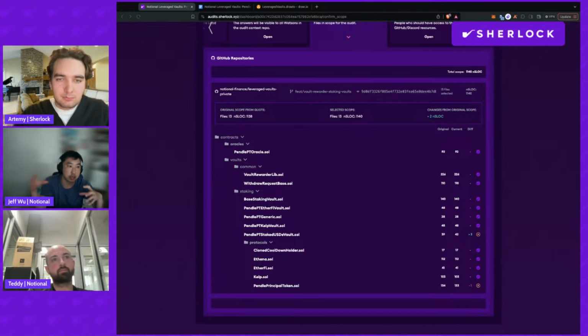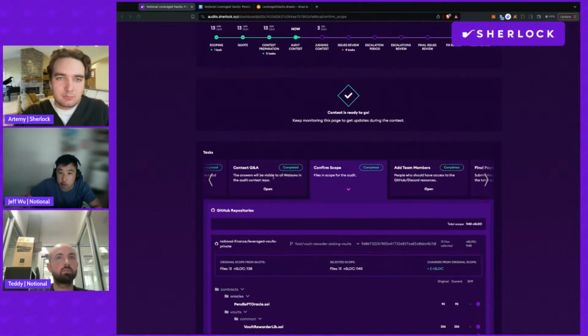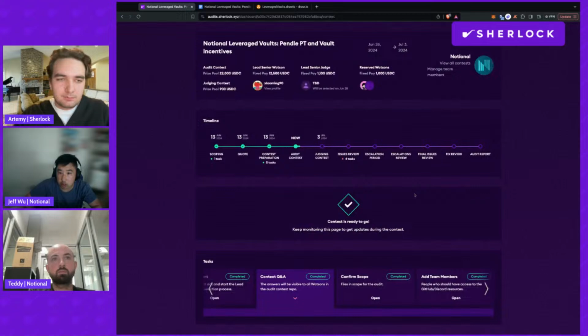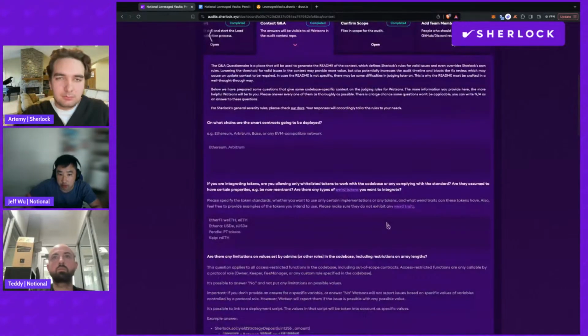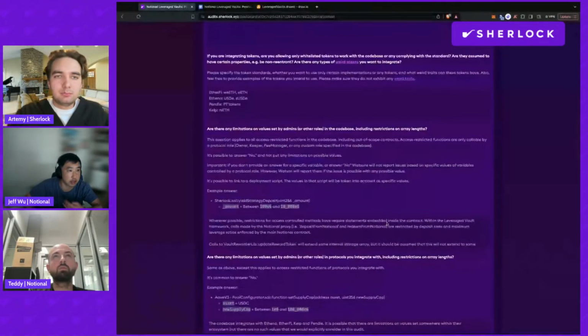The second larger component of the audit here is these staking vaults. As you can see, there's a number of variations of these staking vaults that we're auditing here, primarily focused around Pendle. But we'll talk about that in more depth. So that would be the scope. In terms of the Q&A, some of this is pretty self-explanatory, but we wanted to talk through some of these answers a little bit, just to add a bit more context if that's useful.